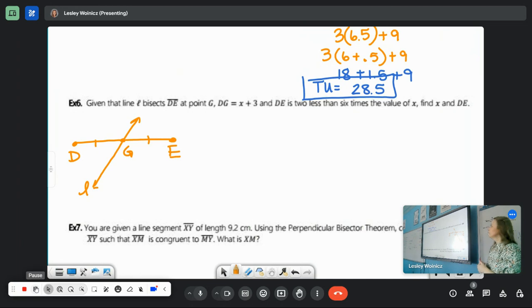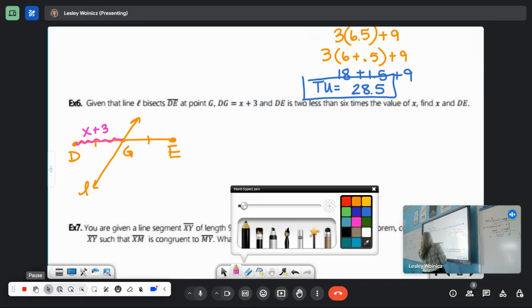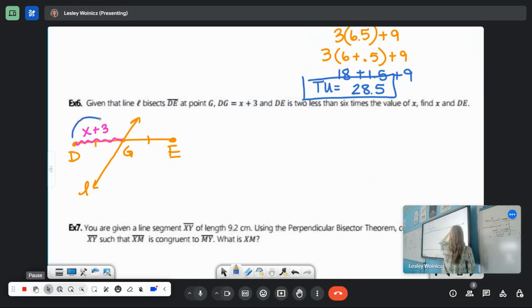Okay, if you don't know, you don't know. We know that DG is x plus 3. And we know that DE, that's the big one, is 2 less than 6 times the value of x. If you need to go back to the one that we did on the front, go back and look at it. 2 less than 6 times. Who's got it? Yeah, 6x minus 2. Good.